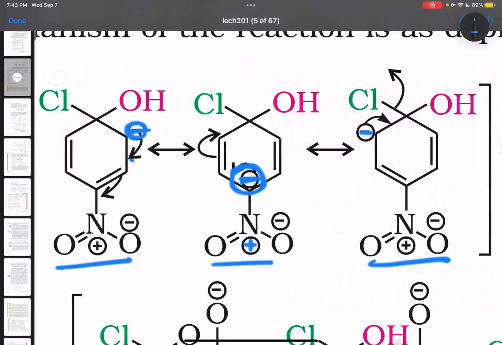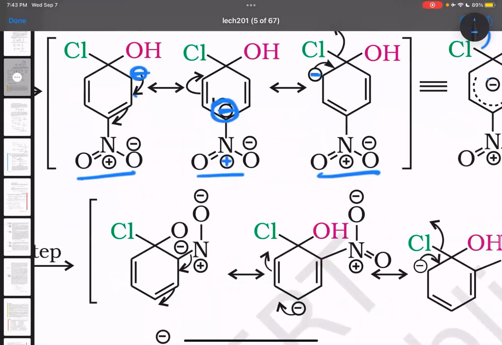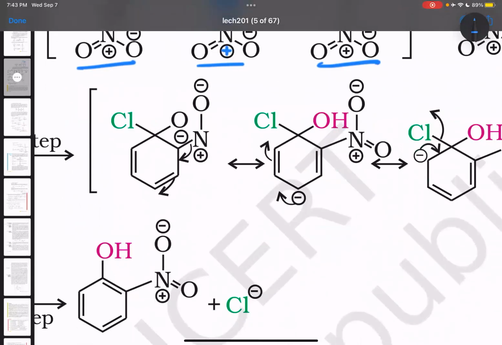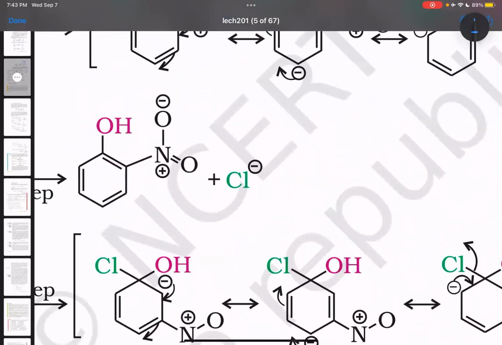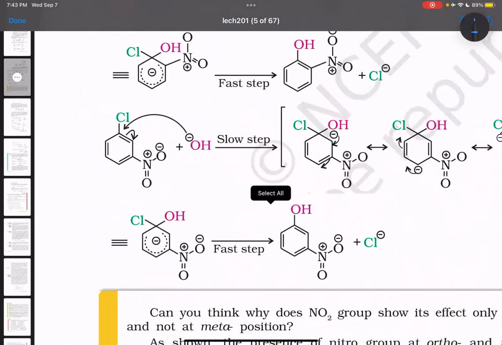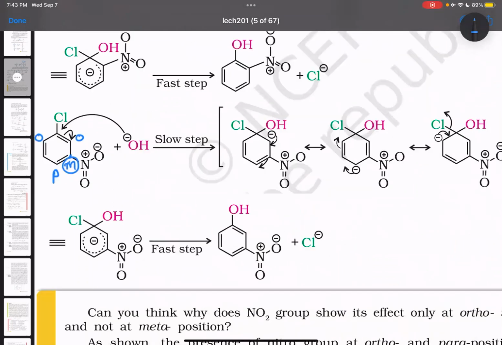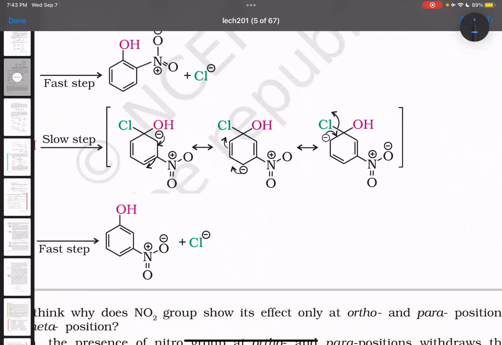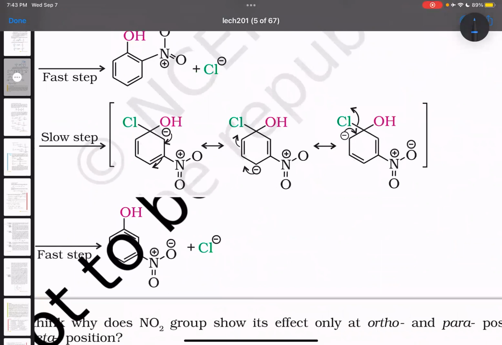But where do you need to put the NO2 group? At the ortho position, at the para position, but not at the meta position. This is meta. With respect to the Cl, this is ortho, para, this is meta. Meta position will not help. Can you tell me then why it will not help much? Why is going to the meta position not helping?